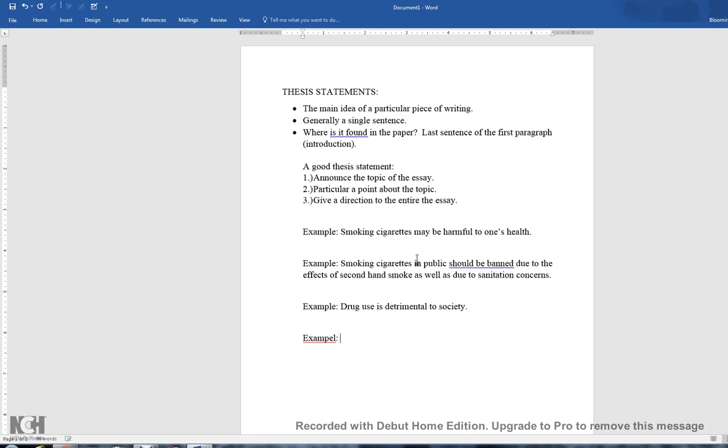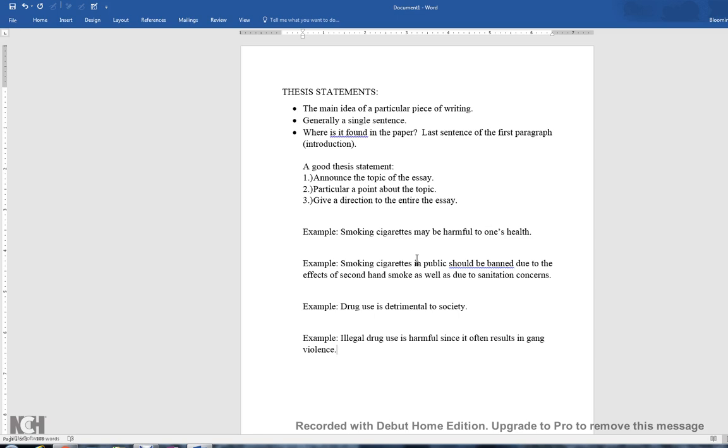And realizing again the thesis is the main idea of the paper, let's say illegal drug use is harmful since it often results in gang violence. Again, I could probably tweak and make it stronger as far as wording and direction, but we're just trying to make sure we're doing the three things a good thesis will do.